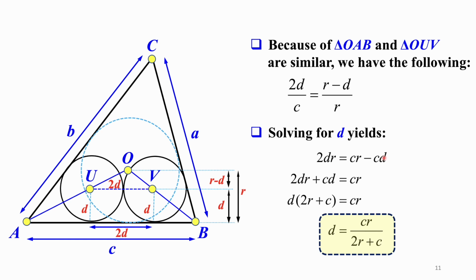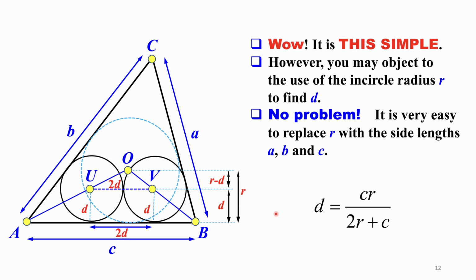Now we have two terms with D, so we move CD to here and factorize and take out the factor of D, we have this. So for an arbitrary triangle, the unknown radius of two equal radius tangent circles is C times R over 2R plus C, where R is the radius of the incircle. Well, this is such a simple solution, right? Very, very simple, much simpler than the right triangle version. Furthermore, it's so easy to find D.